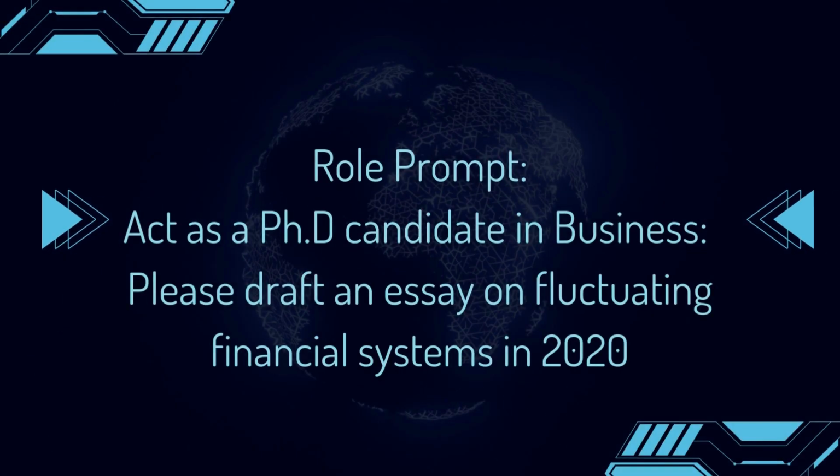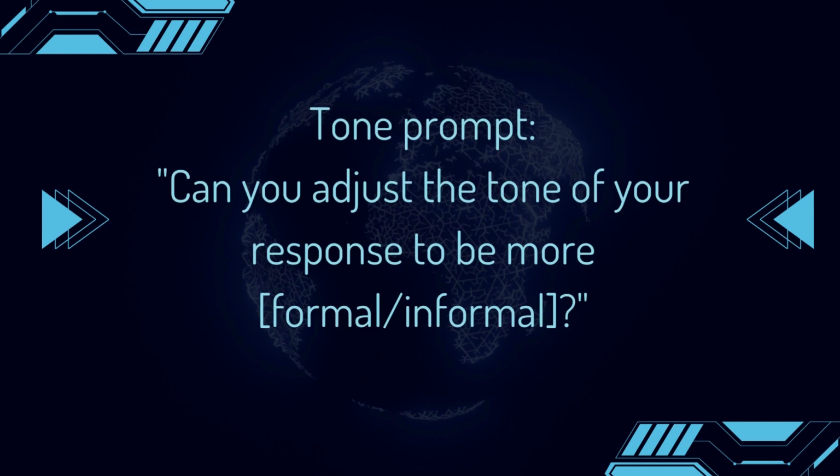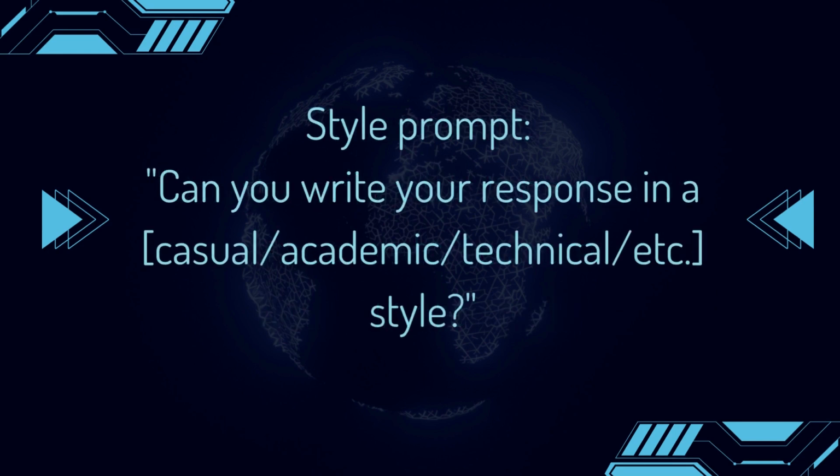Start by stating the role you want ChatGPT to adopt in addressing your problem. For example, you can write, "Act as a PhD candidate in business. Please draft an essay on fluctuating financial systems in 2020." You can change the tone of the response by typing, "Can you adjust the tone of your response to be more formal or informal?" You can also choose the style of writing you would like to see. "Can you write your response in a casual or academic or technical style?"